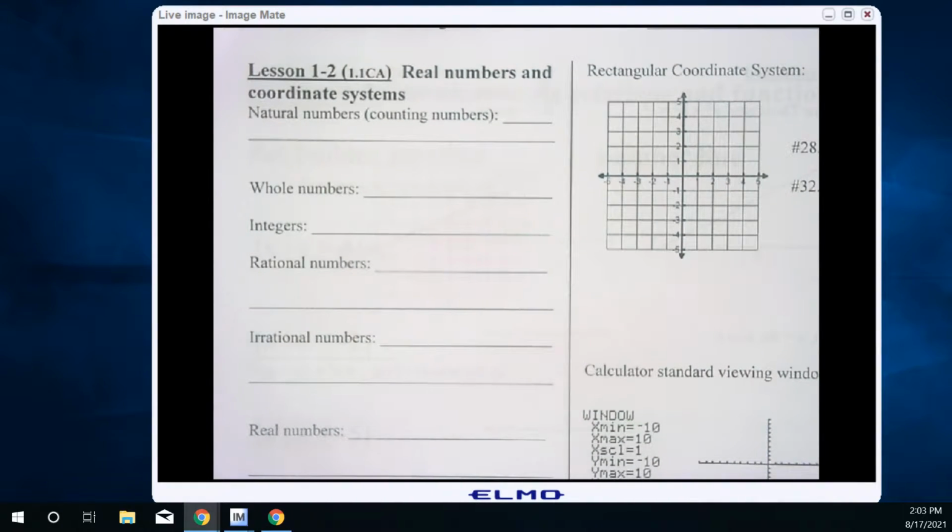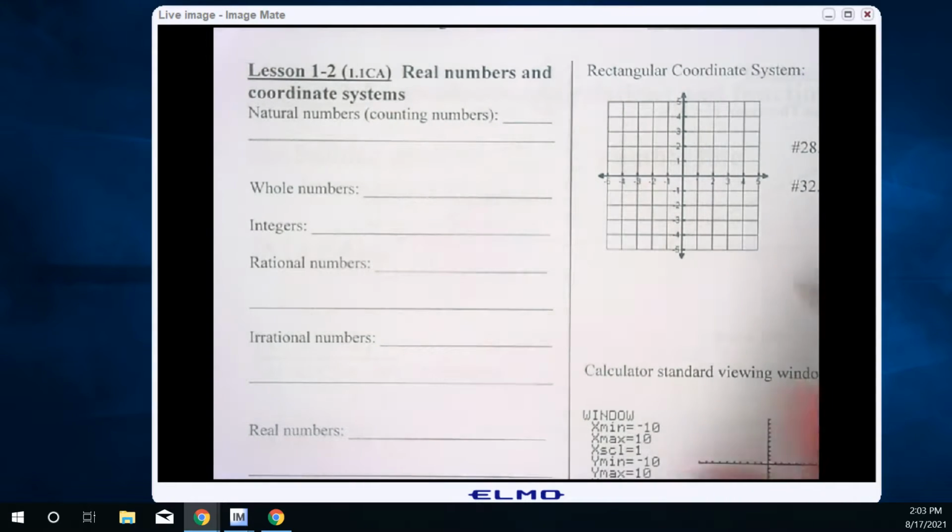In lesson 1.1, we start out with definitions. What are counting numbers? You're a little bitty kid. 1, 2, 3, 4. 1 little, 2 little, 3 little Indians, whatever.